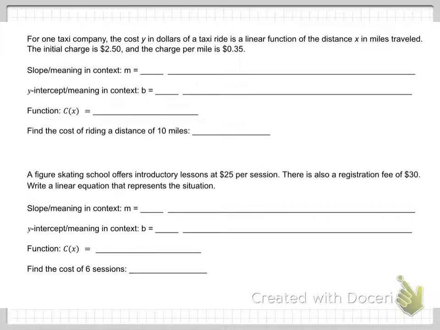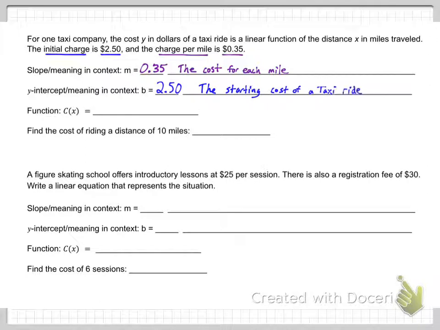For the next problem, for one taxi company, the cost y in dollars of a taxi ride is a linear function of the distance x in miles traveled. The initial charge is $2.50, and the charge per mile is 35 cents. Notice we even have the word initial, so I'm going to underline that in blue, and the charge per mile is 35 cents, so that's going to be my rate of change. So 0.35 is m, and that represents the cost for each mile. The y-intercept is going to be $2.50, and that is the starting cost of a taxi cab ride.